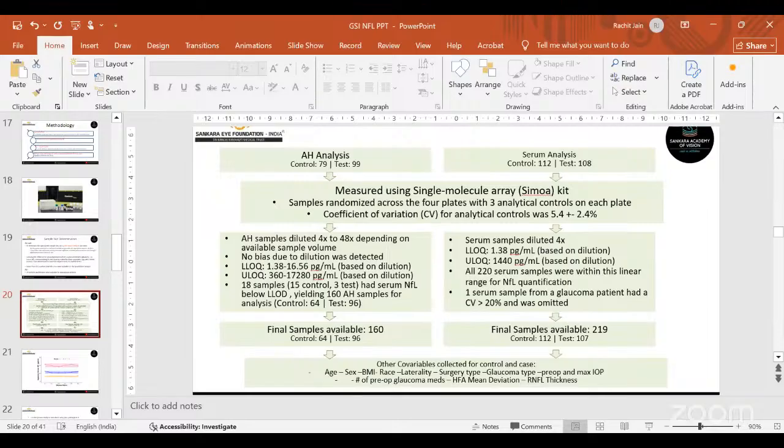So finally, after excluding patients who are below the lower limit of detection and all, for aqueous humor analysis, they got 64 controls and 96 tests. And for serum analysis, they got 112 controls and 107 subjects. Other covariables collected for cases and controls were sex, age, BMI, laterality, surgery type, glaucoma type, preoperative and maximum IOP, number of preoperative glaucoma medications, mean deviation on Humphrey field analyzer, and RNFL thickness using OCT.